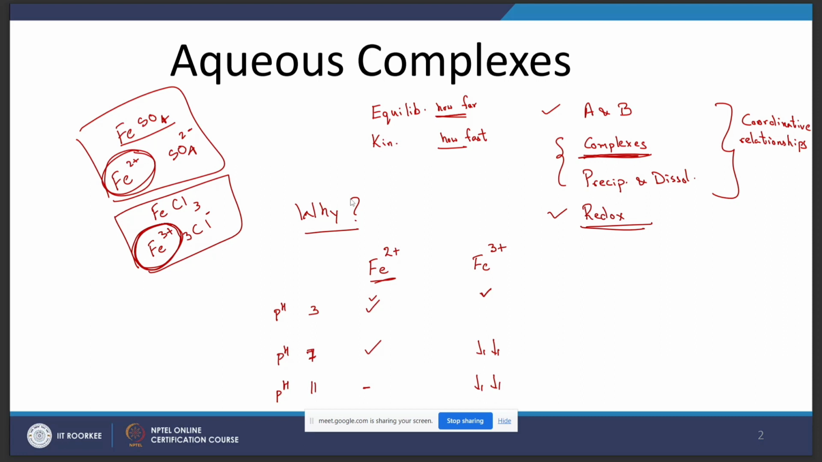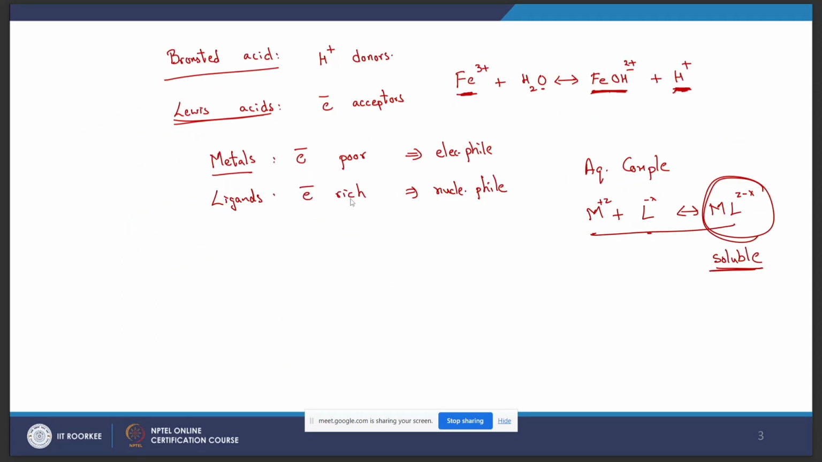Also, the form of the complex, or we can say the form of the metal or heavy metal in the system, will depend very much on the pH of the system. At acidic pH, the concentration of different complexes will be different. At neutral pH, it will be different, and at basic pH, it will be somewhat different. So let's see the basics.